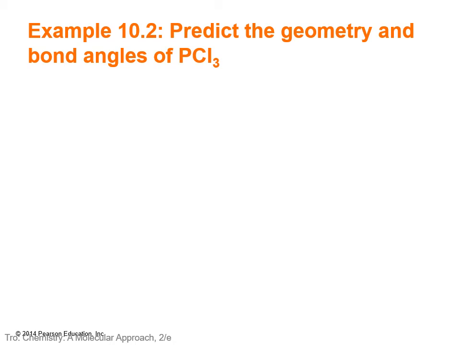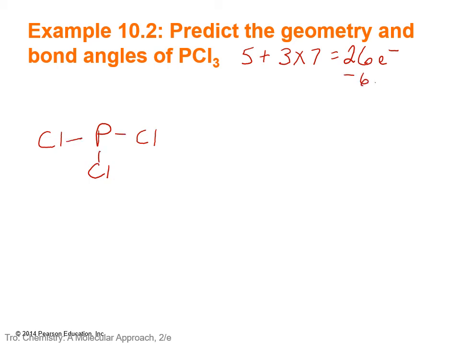Predict the geometry and bond angles of PCl5. In order to figure out the geometry and bond angles, we need to draw the Lewis structure. So phosphorus has 5 valence electrons, and each chlorine has 7. So we have 26 electrons to work with. We're going to put the phosphorus in the center. We're going to draw our chlorines around it. Put a bond to each chlorine. Leaves us with 20 electrons.